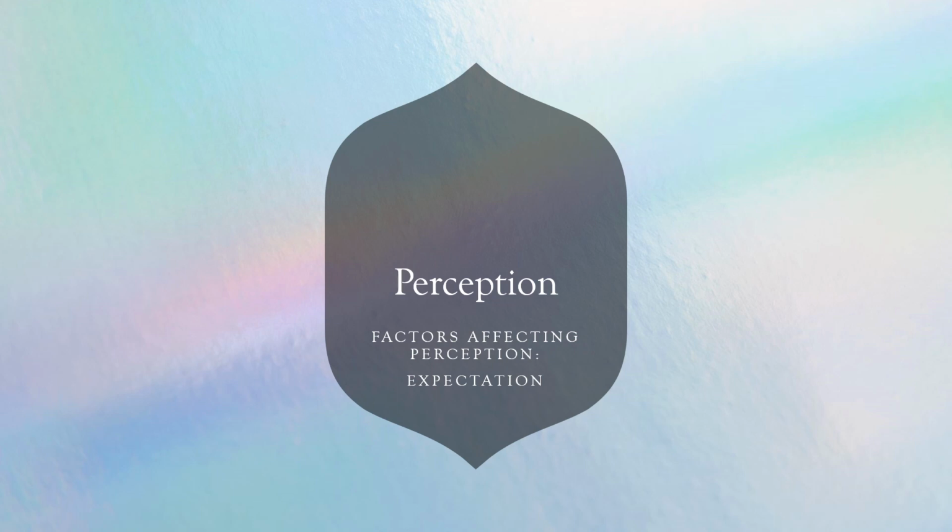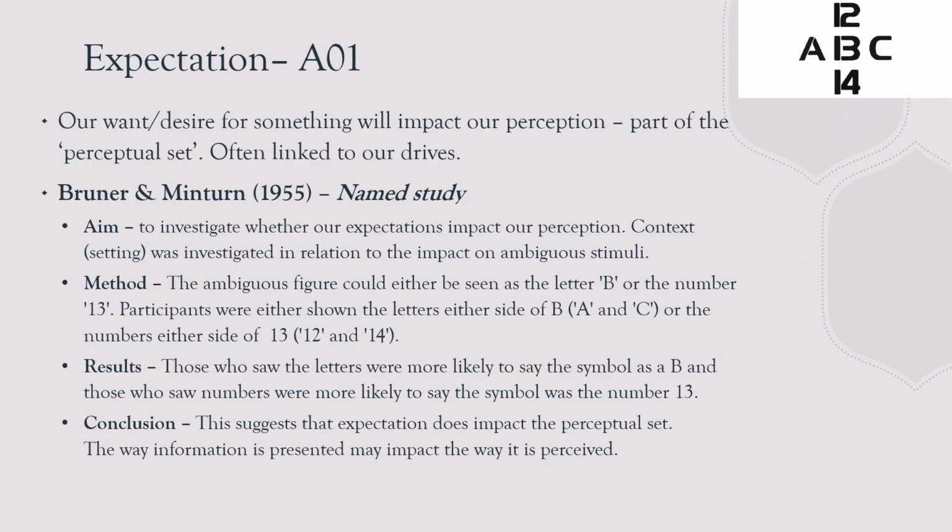And finally, we'll look at the way that expectation affects perceptions. The final area of the factors affecting perception is expectation. And it's the second named study on the specification for the perception topic. So that is Bruner and Minturn, 1955.